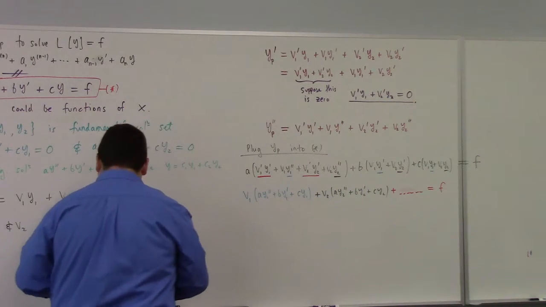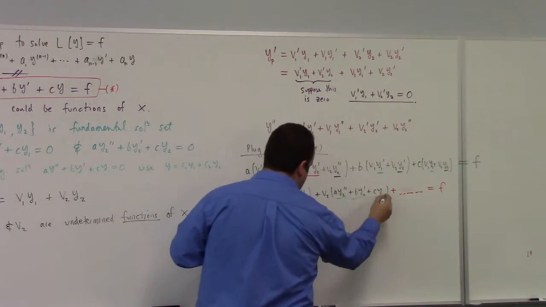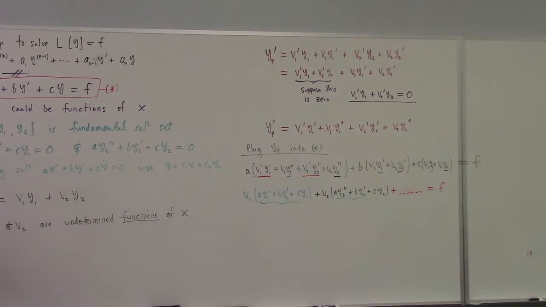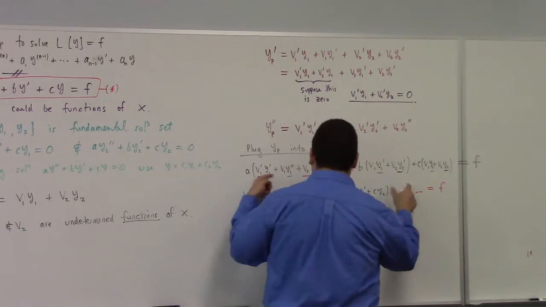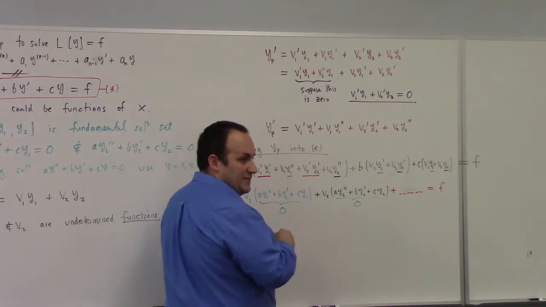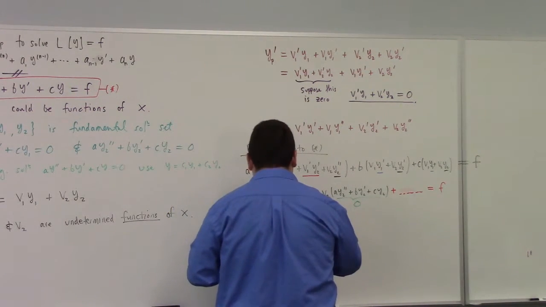So what happens, what's this? What did we assume at the beginning? y1 and y2 are solutions to the homogeneous problem, right? So those terms are 0. And so you're just left with the red stuff equals f. But it's better if we divide by a. And what am I assuming about a? It's a function, right? Yeah, it's a non-zero function.